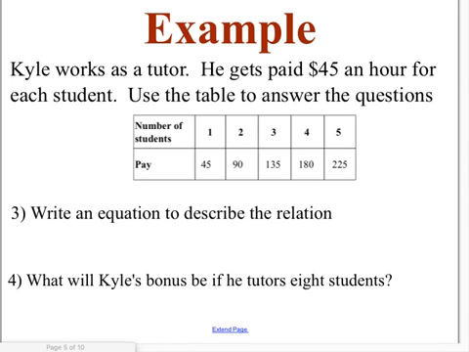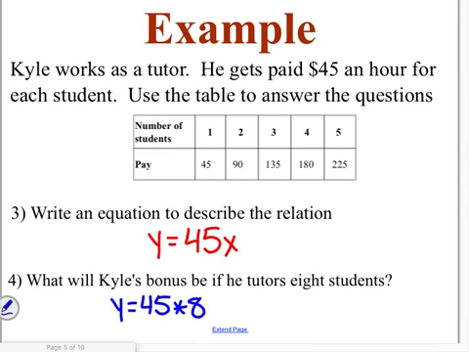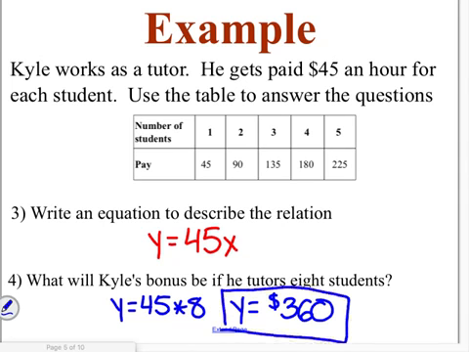Given that information, we can now write out our equation. Knowing that we go up by 45 every time, we can plug in and say our k value, or our constant rate of change, is 45. And now that we've written our equation, we can use that to solve. If he is tutoring 8 students, we have 45 times 8, which gives us an answer of 360. Remember, since it is a word problem, you want to have that dollar sign as your label on your answer.